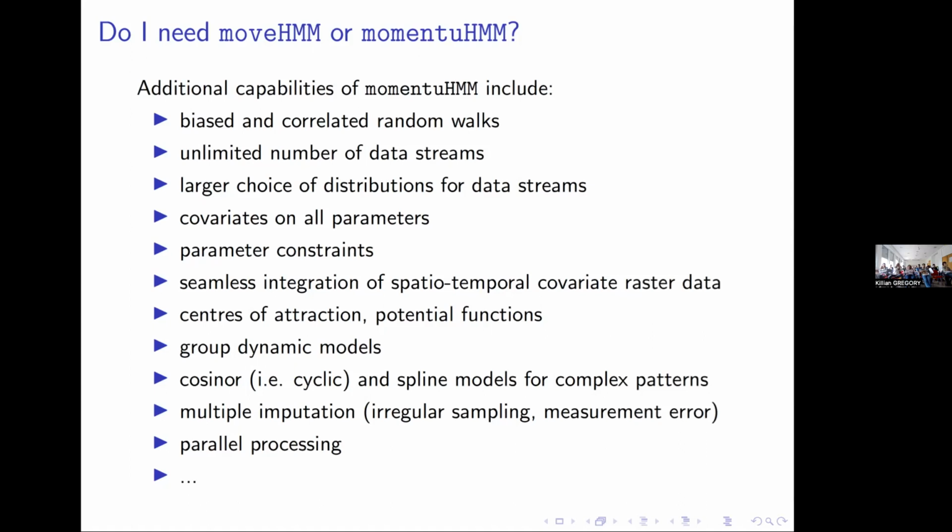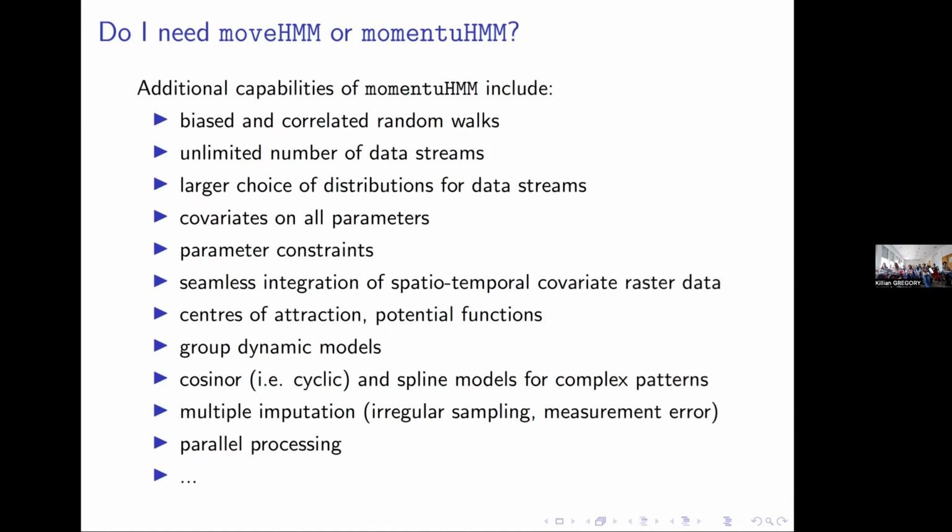And then you can get kind of funky and do cosine models, which are cyclic, or you can even do spline models in there. So very, very flexible formulations. And related to that question we just got, it can do multiple imputation, which is a way of dealing with irregular sampling and with measurement error. And it can do all that in parallel. For this step, the parallel processing is really handy because everything in that process is parallelizable.